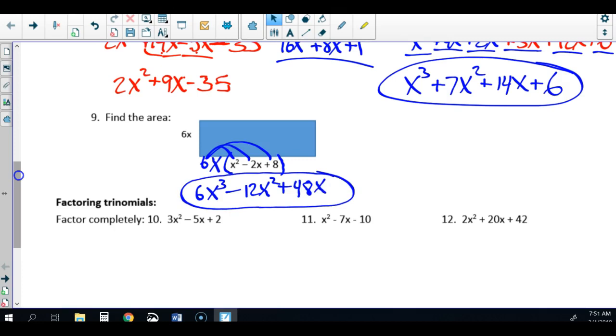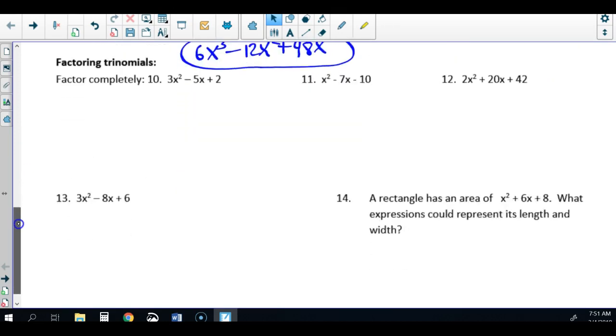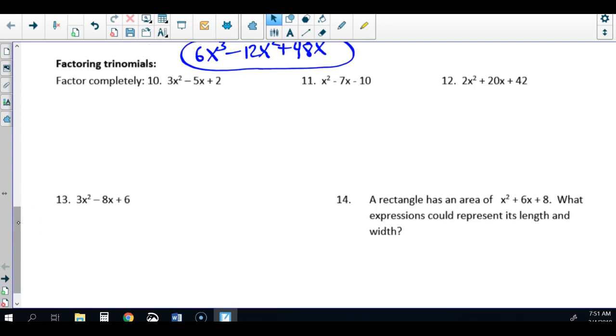Times the width. Factor completely. So, factoring here, that is our X box. Giraffe and penguin worksheets there. Remember, we have the hard type, the easy type. Make sure you know which one you're doing.